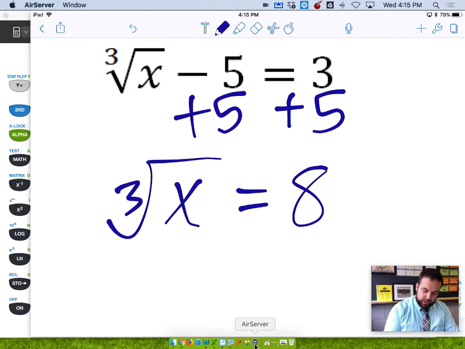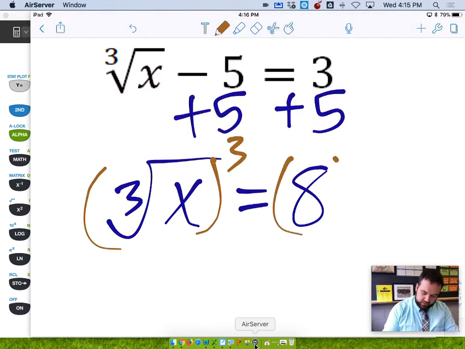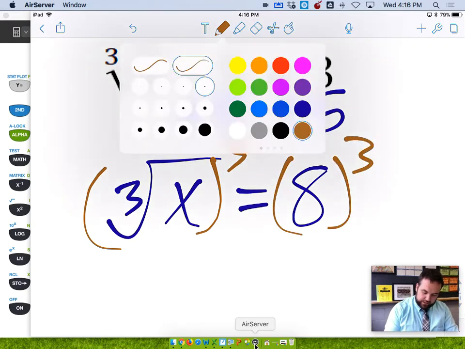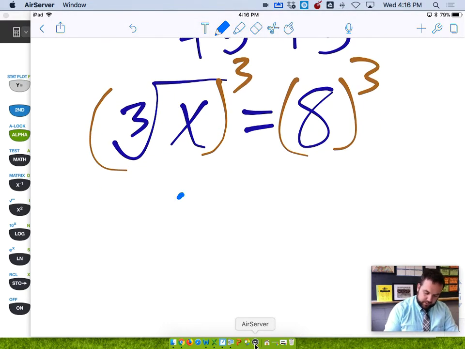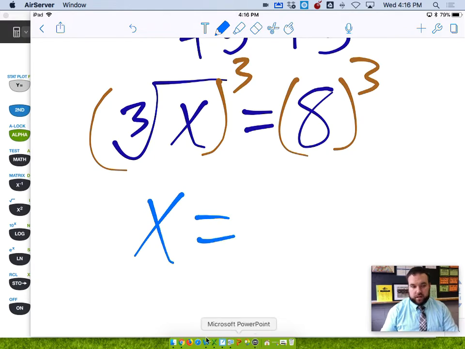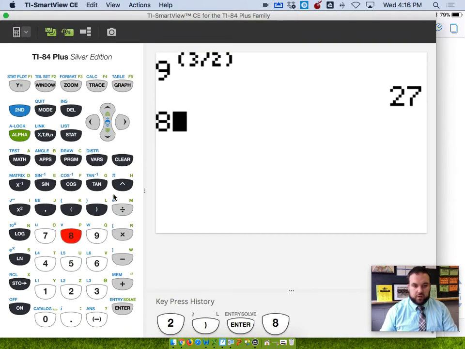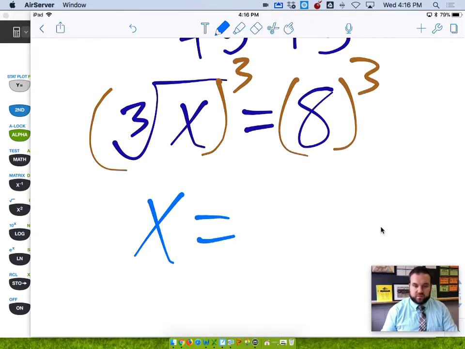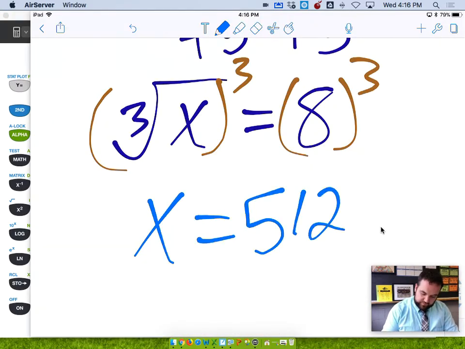And then I'm going to go ahead and raise both sides to the third power. So I raise this to the third, I raise that to the third. I get just x on the left side, and 8 to the third power is 512. We double check here. Okay, so that gives me x is equal to 512.